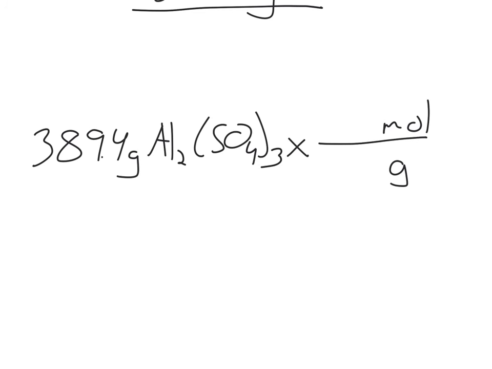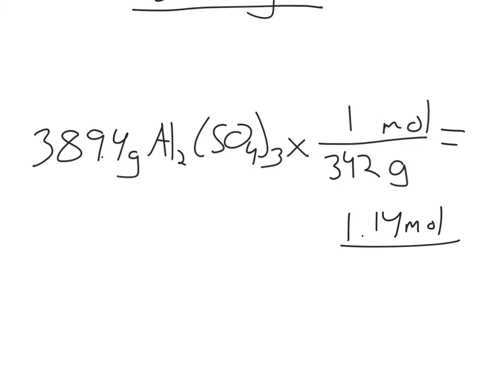So let's look up grams of aluminum sulfate on the periodic table. I know it's going to be 1 mole of aluminum sulfate. And I get 342 grams for aluminum sulfate. So when I do this conversion, I get 1.14 moles of aluminum sulfate. That's going to be my new front number. So let's put it up front. 1.14 moles of aluminum sulfate.